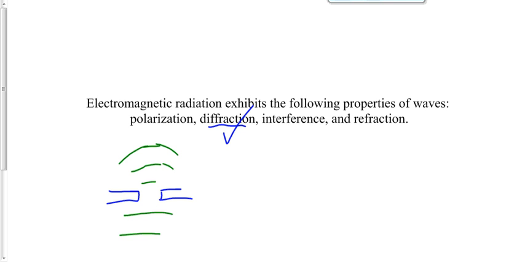Interference. You guys learned about the superposition principle last year. When a crest of a wave hits another crest of a wave, you produce a bigger crest, constructive interference. Or when a crest hits a trough, it produces destructive interference, or they cancel each other out. Remember that? Interference is a property of waves. And guess what? Light will produce interference. Light exhibits interference. That's a wave property, so light must be a wave. More support for Maxwell's wave theory of EMR.